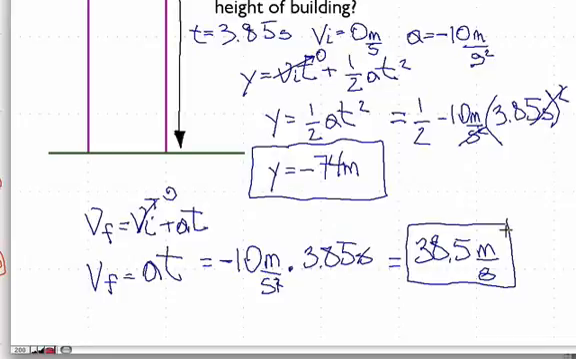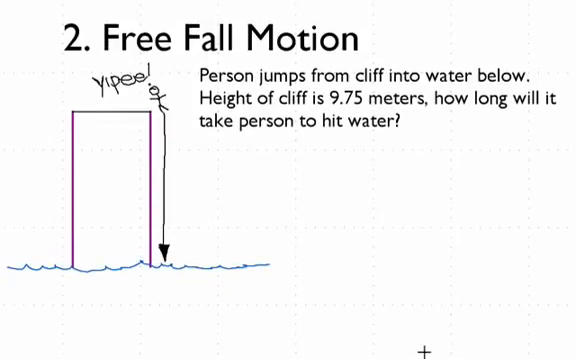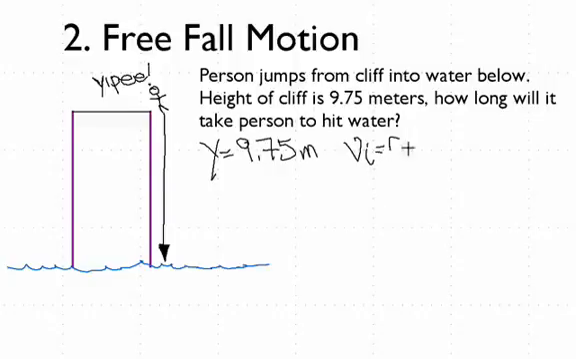Okay, so that's the answer to number 1. In this case, it's minus 74 meters, and it's 38.5 meters per second. All right, let's try and go on and do the second one. The second one is very similar, except in this case, now we know that the height, and I'm going to put the dimension, the y direction, is 9.75 meters. Now once again, we know the initial velocity is 0 meters per second. We know the acceleration is minus 10 meters per second squared. Okay, and we want to know the time.